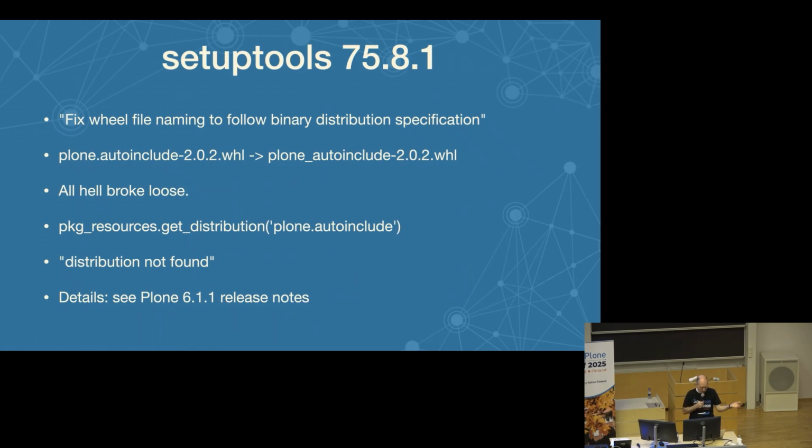Basically, depending on how you set up your things, you couldn't install Plone, or if you started it, you got all kinds of distribution not found errors, and that was mostly if you in code, which Plone does, called things like, okay, pkg_resources.get_distribution plone.autoinclude. And Python would say, yeah, I'm seeing a plone_autoinclude, but yeah, that's a different name, so no, I can't find it.